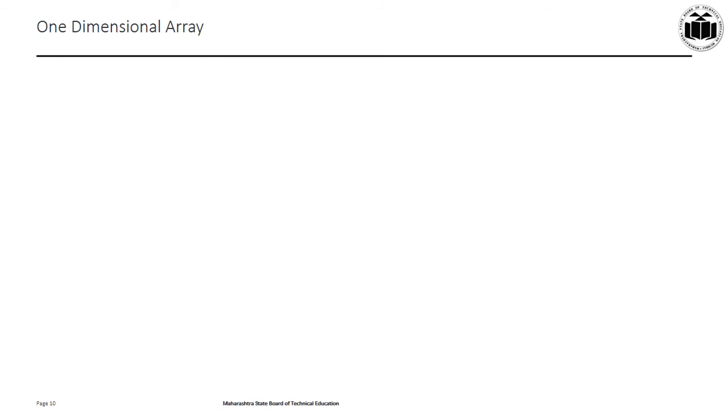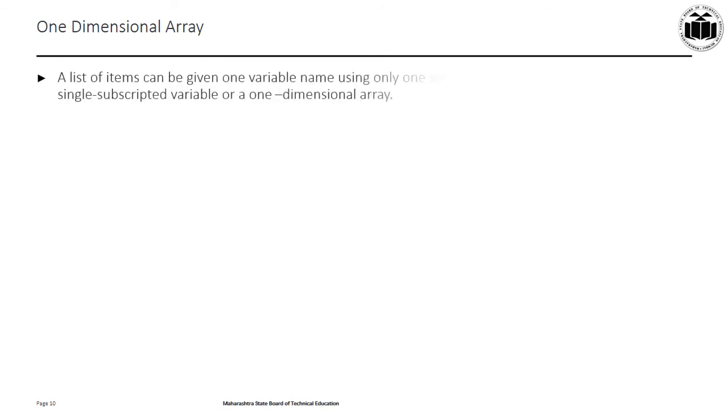Now we will see the first type, that is one dimensional array. A list of items can be given one variable name using only one subscript and such a variable is called a single subscripted variable or one dimensional array.